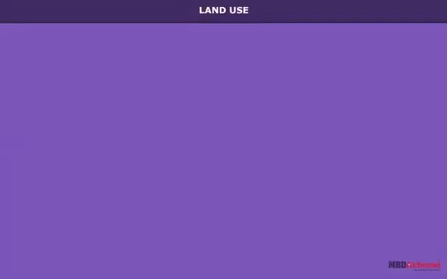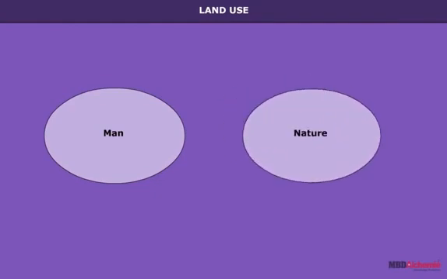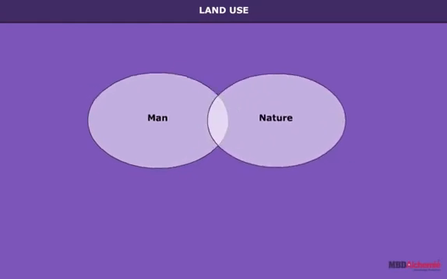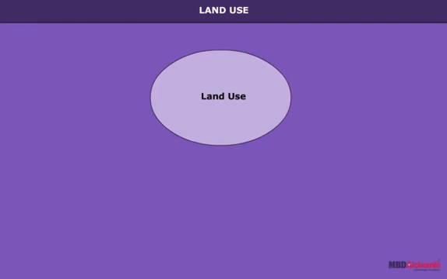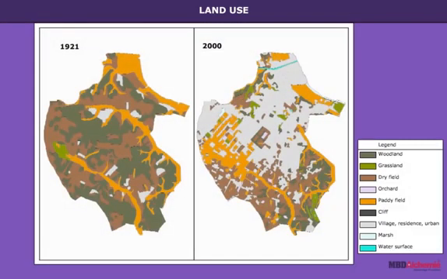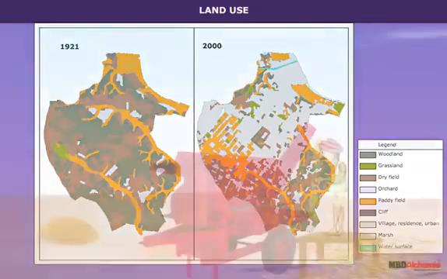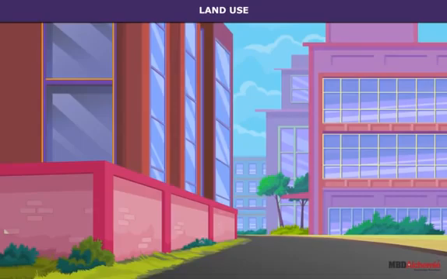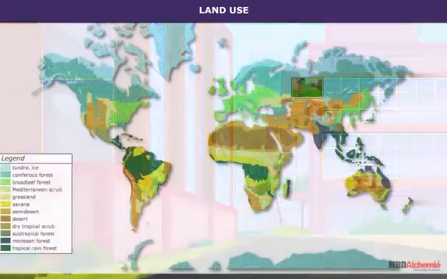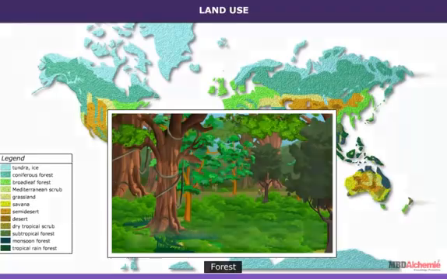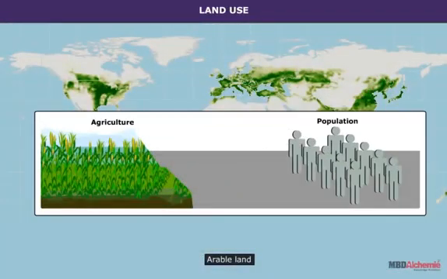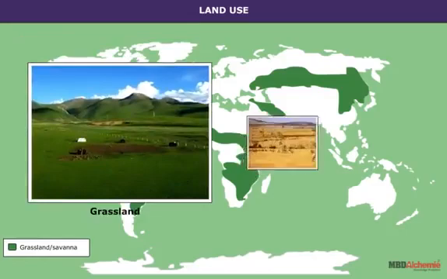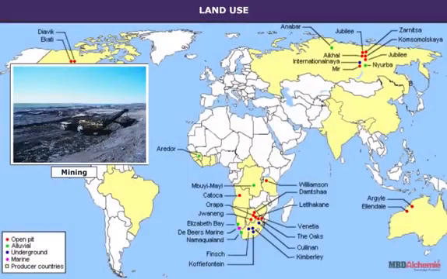Land use. The use to which land is put both by man and nature is together described as land use. The proportion of land put to particular use and its distribution over an area or the world is known as land use pattern. For example, land use cannot be explained simply by the economic use of the land like agriculture, housing, and roads.